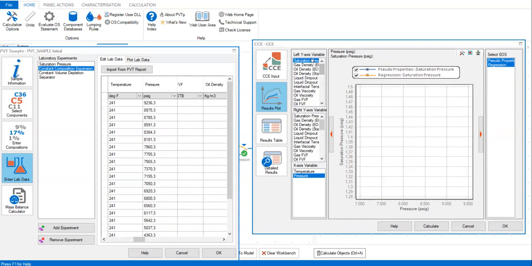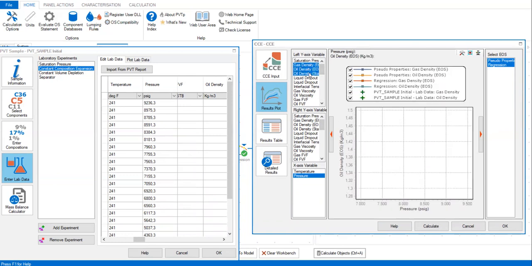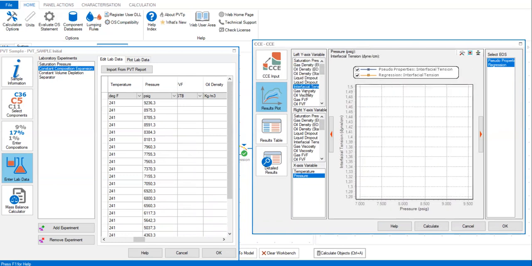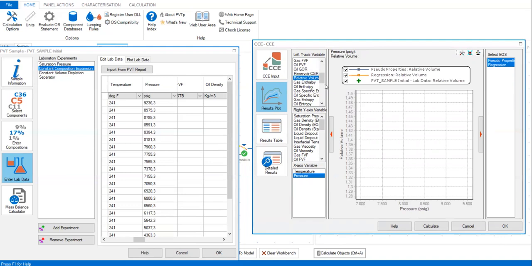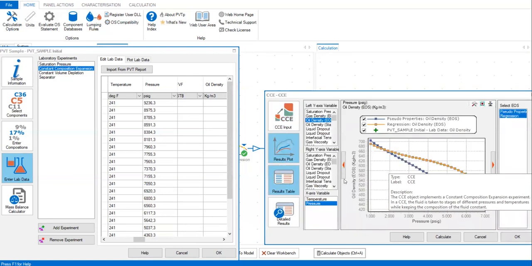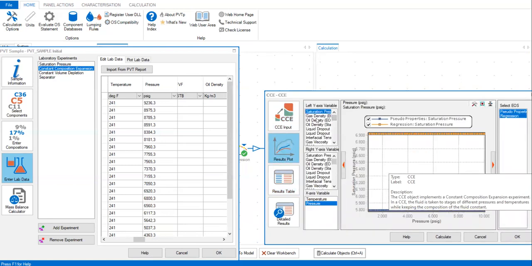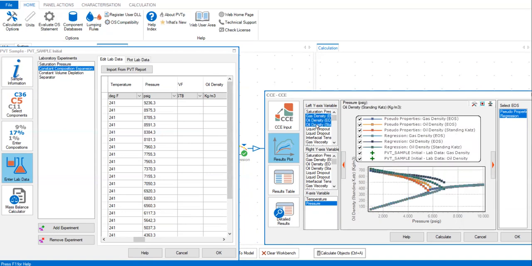So what else? If you want to check other parameters, sorry, we don't have data for other parameters like this, right? But indeed, we have data for the relative volume. Results plot. Okay. We don't have data.